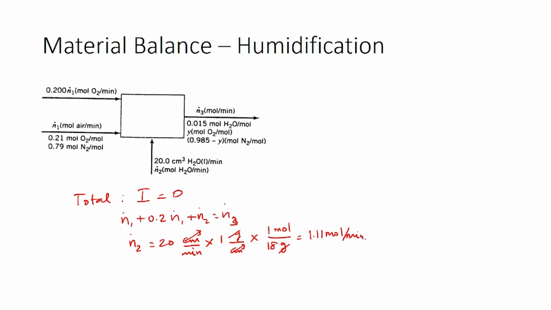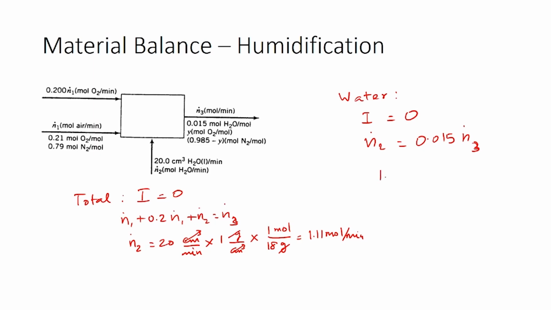Now that we have N2, we can substitute it into the first equation. We can also write a component balance for water. So, let us write this water balance. The water balance would again be input equals output. The input term for water is only through the liquid water stream. We know the molar flow rate N2 dot is equal to 0.015 N3 dot. Now that we have already calculated N2 dot, we can calculate N3 dot from this equation.